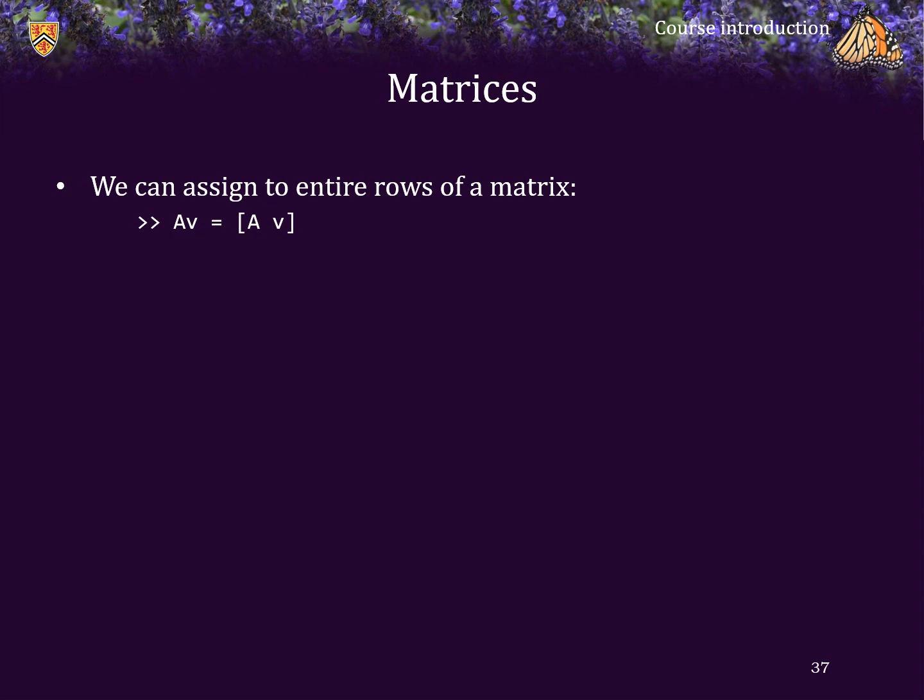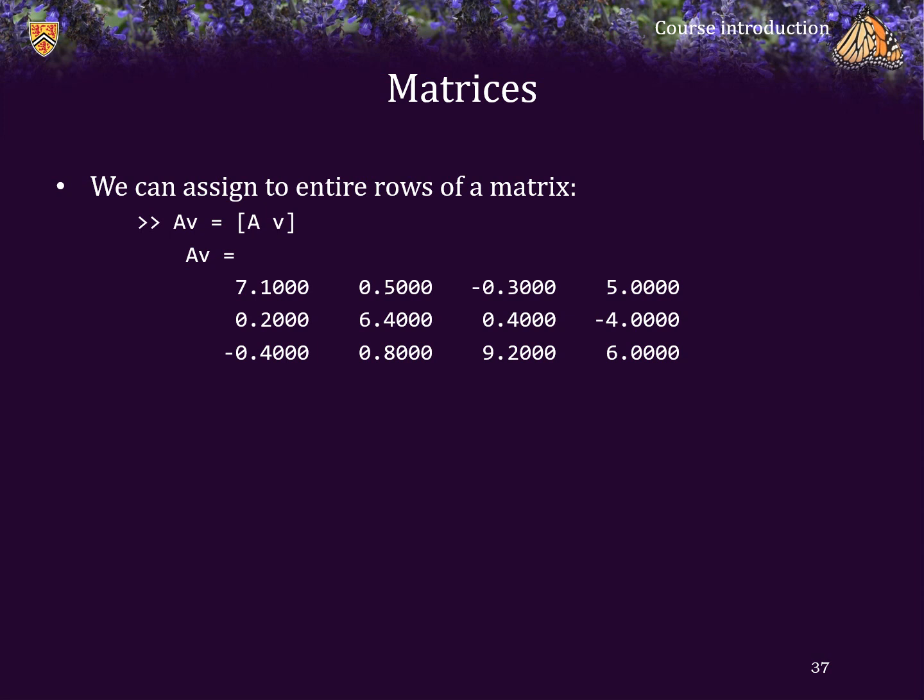Now, I have a variable AV here, and I'm assigning to it, well, square brackets, so it looks like I'm creating a row vector or a matrix, but the first entry is a 3 by 3 matrix, and the second entry is a three-dimensional column vector. What this does is it creates the augmented matrix where the first 3 columns are the matrix A and the last column is the vector v.